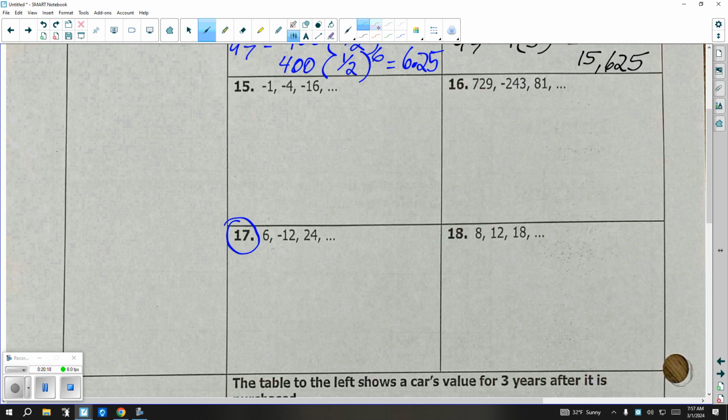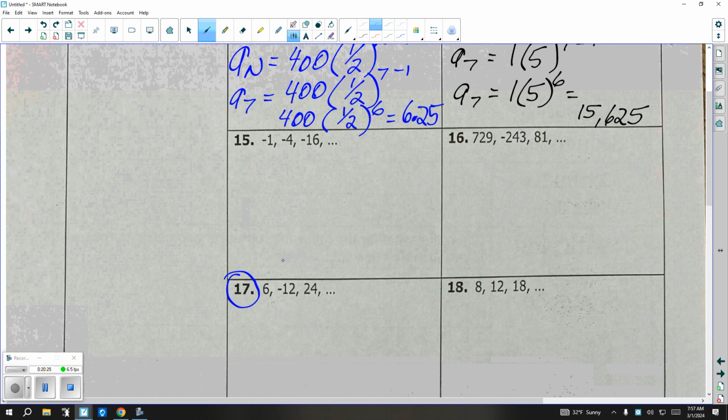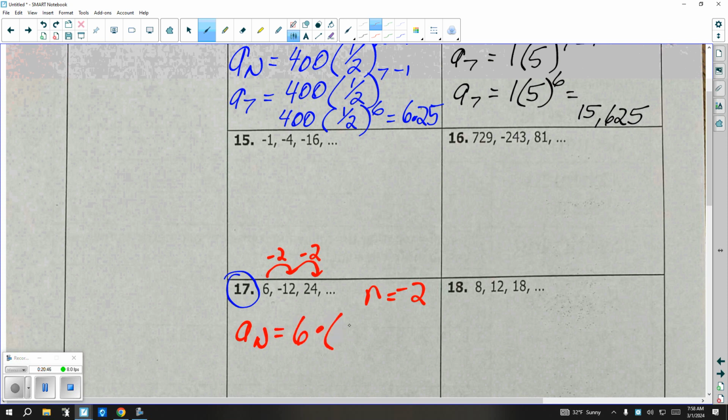Okay, so I know you're getting this, but let's do one more. Okay, I'm going to multiply by -2. And I'm going to multiply by -2. Which means that r is -2. Okay, so here we go. To find any term, you're going to take the first term times the ratio, which is -2, to the n-1.